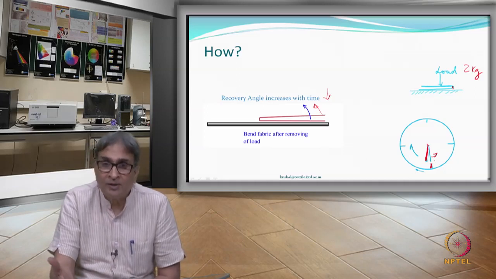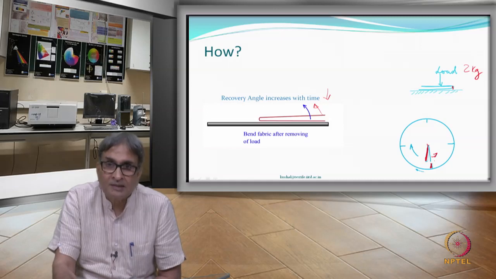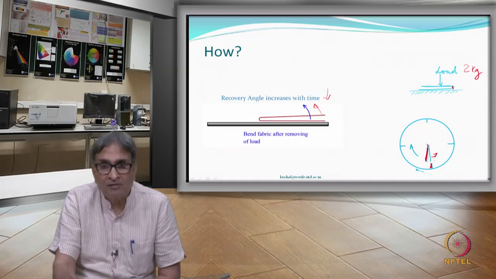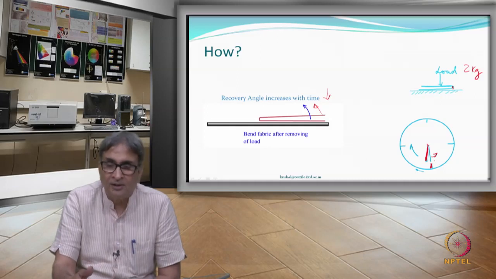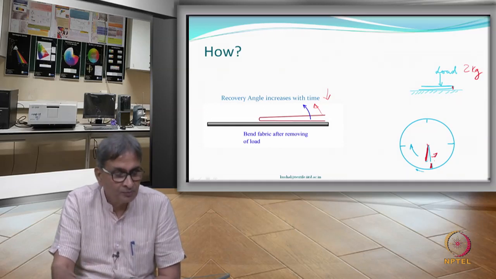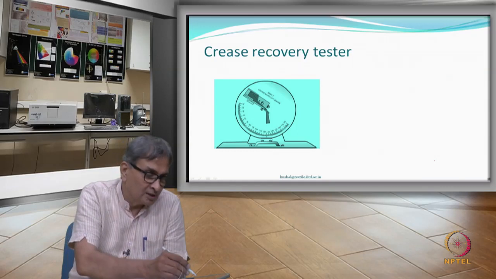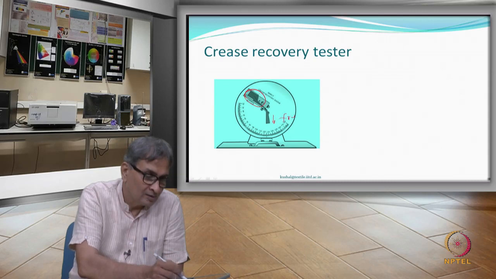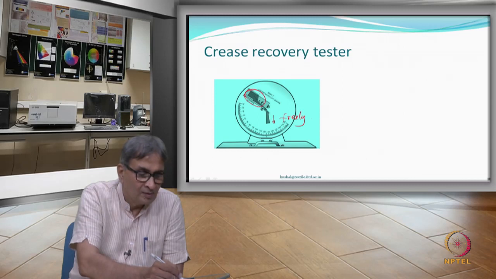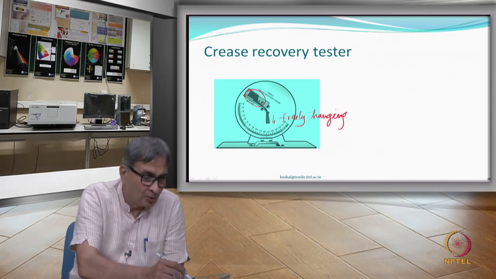And so, after 1 minute you say how much recovery has taken place, and that will be your crease recovery angle in one direction, then the other direction, and then you add them up, which will be the total crease recovery angle. An equipment may approximately look like this, where you can see this is a clamp area and this is the freely hanging edge, the hanging portion of the fabric.